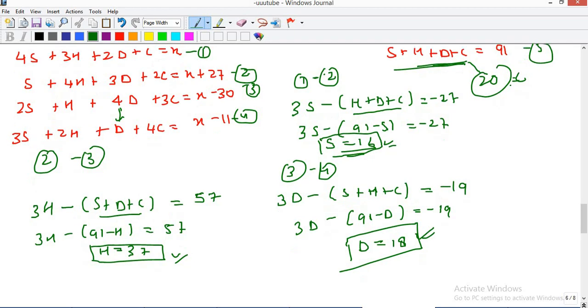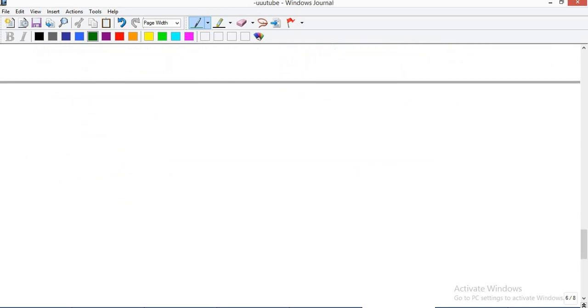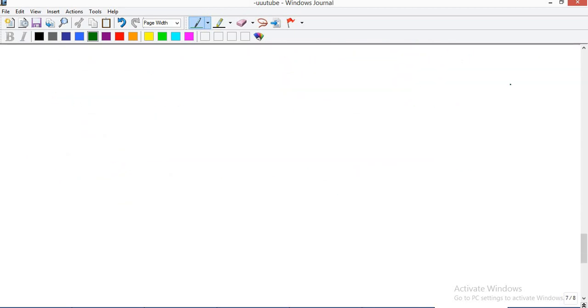Now I'll again move to the next page quickly. Okay, so what have I got so far? I've got S is equal to 16. The sum of all the spades cards is 16. That is the face value. Now there is no multiplication here. This shows what we assume to be the sum of face values. C is 20, D is 18, and H is nothing but 37.